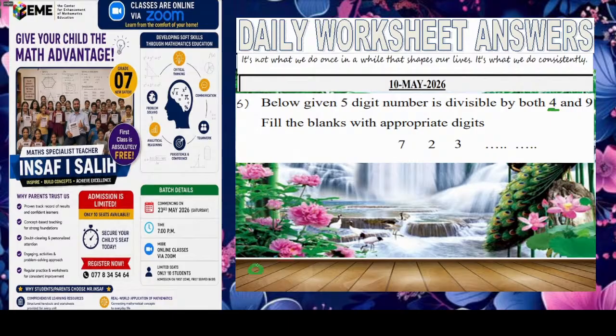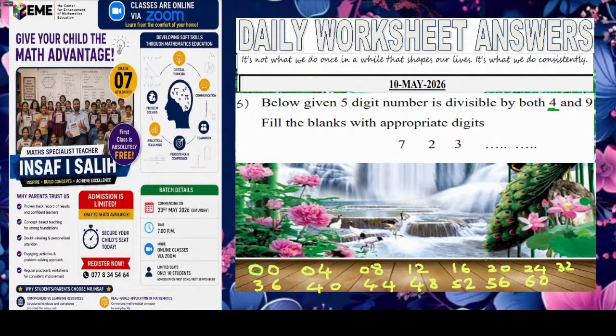One option is it could be 2 zeros, or it could be 04, 08, or 12, 16, 20, 24, 32, 36, or 40, 44, 48, all the multiples of 4 below 100. So I just wrote a few.